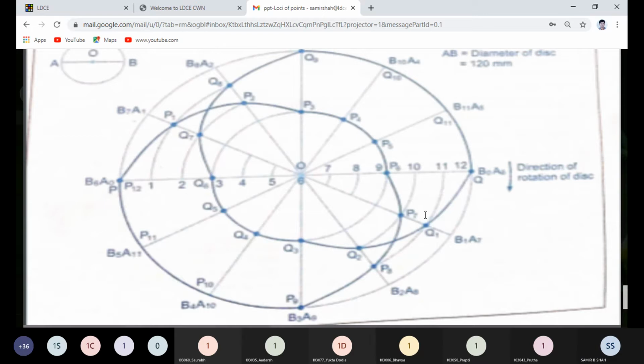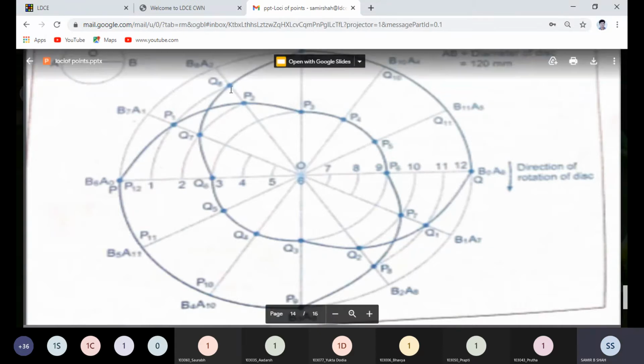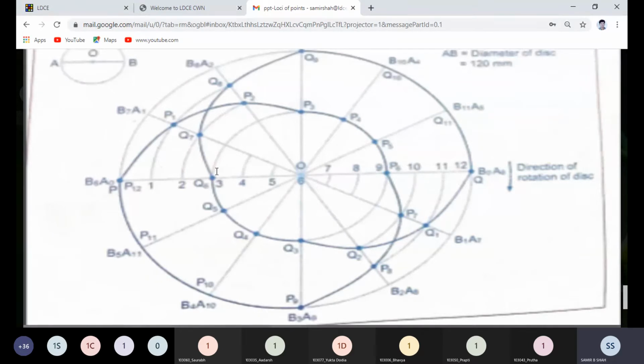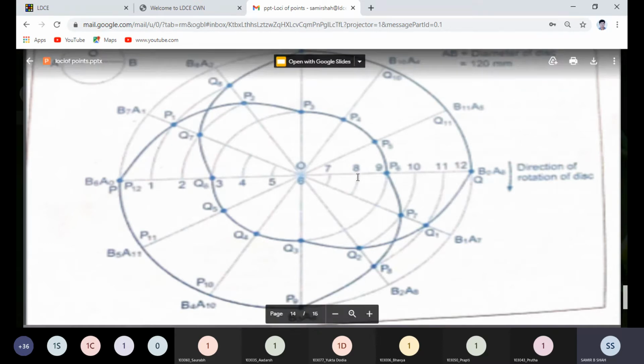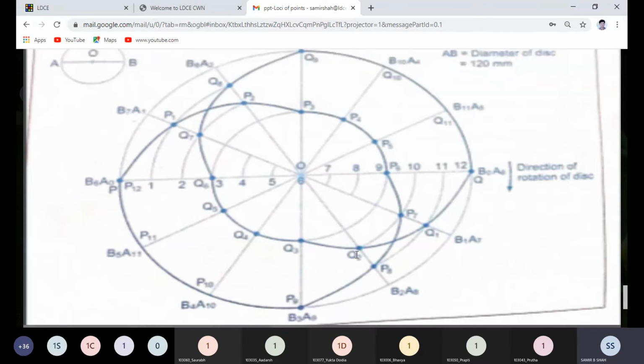I repeat, O as a center and O1 is the radius, up to 30 mm, so 10 mm, then 10 mm, and then 10 mm. So 10 mm initially from A0 condition and from B0 condition also. From O to 1, P1, and from O to 11, Q1. Same way from O to 2, P2, and O to 10, Q2. You are getting Q2 at point B2 and point P2 at A2.